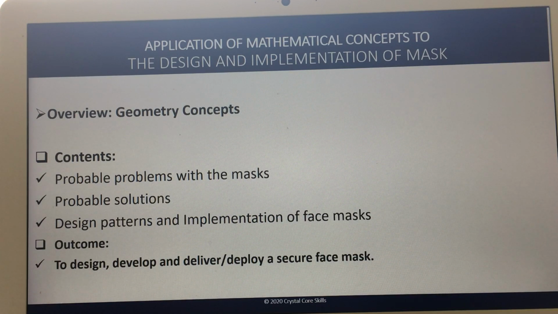Geometry also teaches us that a circle can be used to define any angles, and we know that a circle is an enclosed surface with 360 degrees of angle, so all around the circle is enclosed. Now we can apply this principle to describe the problems associated with masks, the solution to the problems, the design patterns, and the implementation of those designs to build the mask. By the end of this video, you will have learned how to design, develop, and deploy a secure face mask.